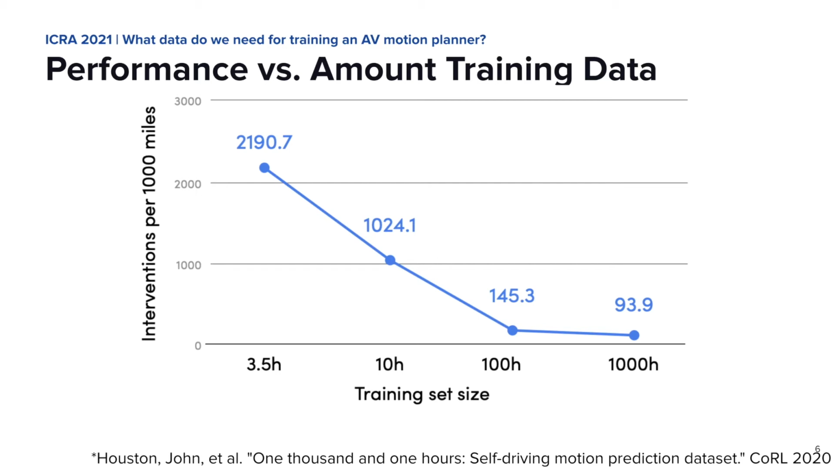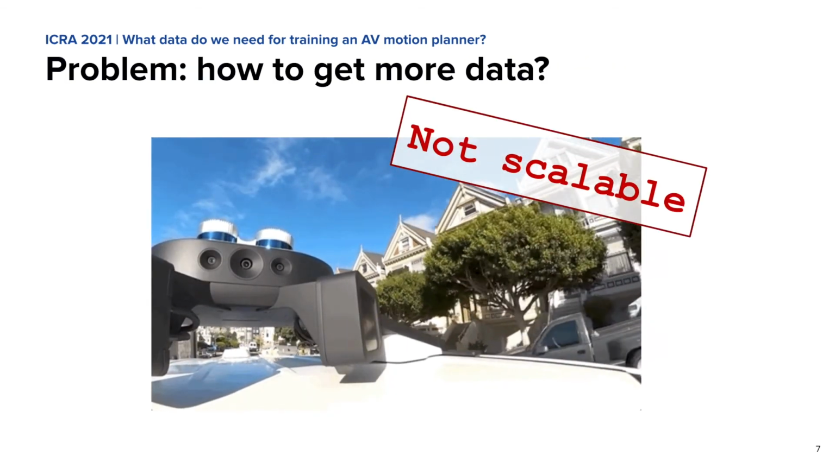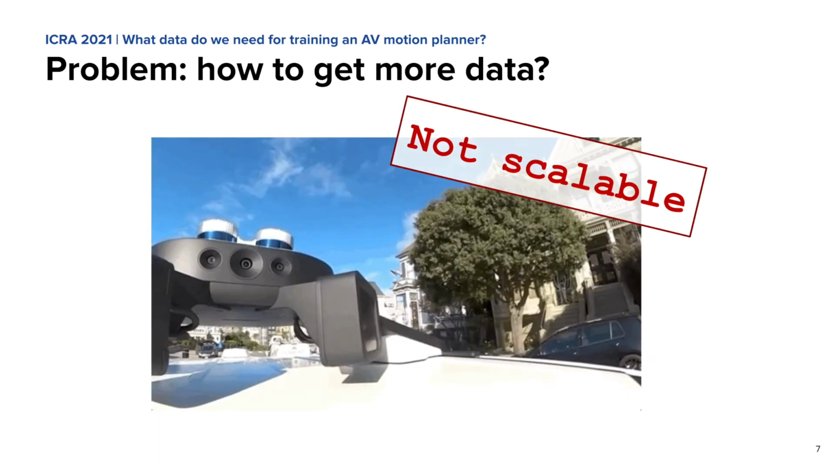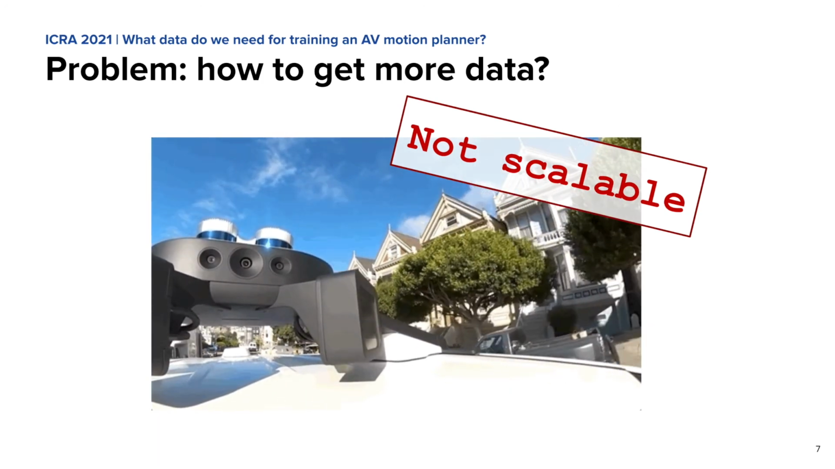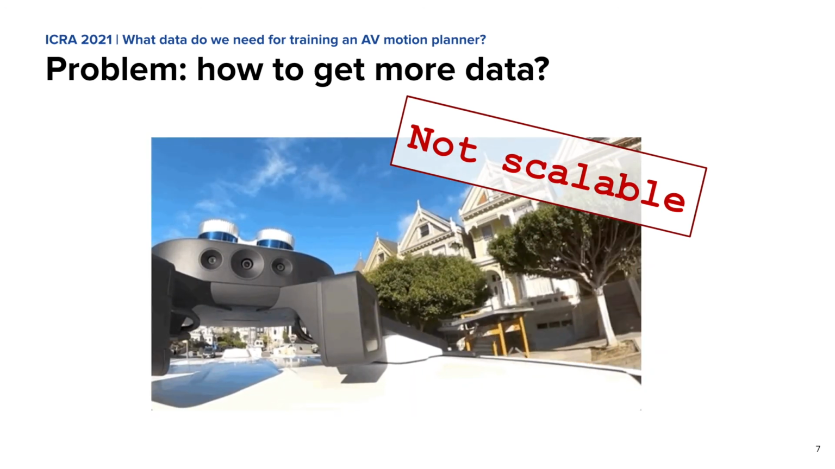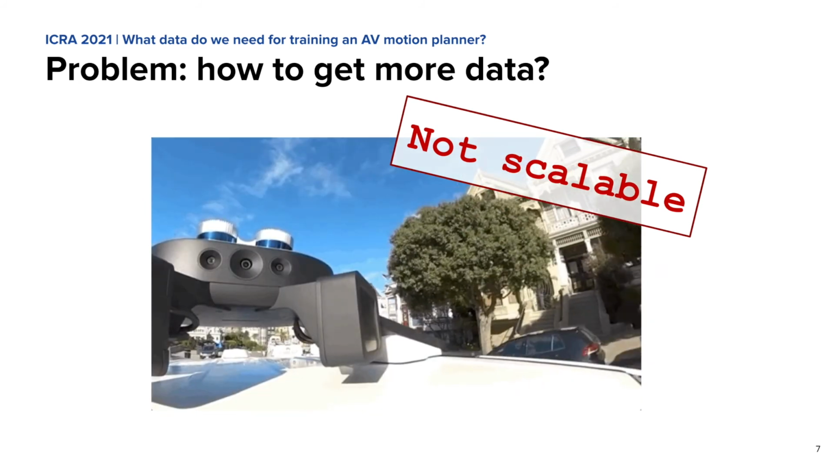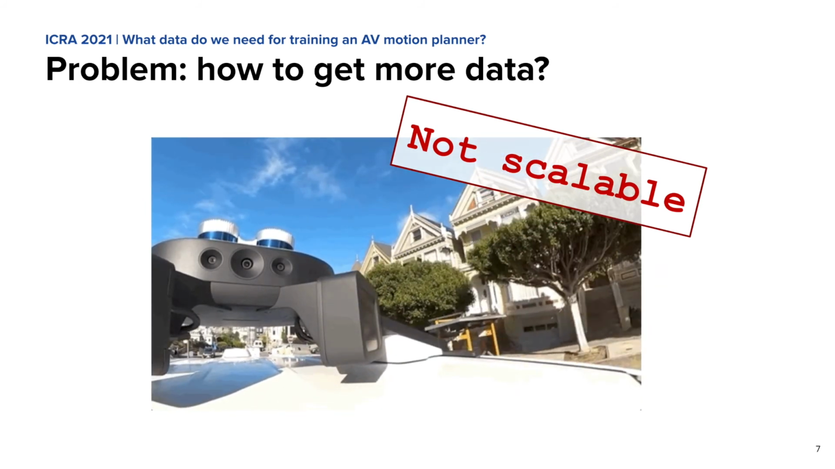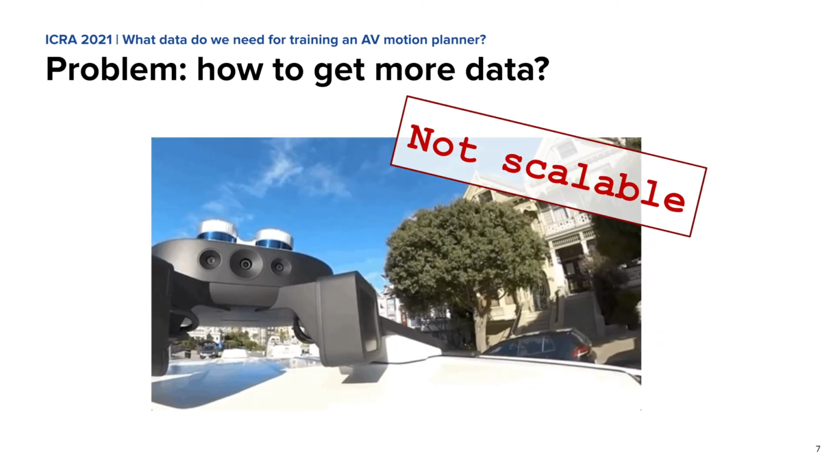So we need to get more data, but how do we collect it? The current way to collect data for training a machine learning planner usually requires using self-driving vehicles that contain all these expensive sensors to collect high-quality training data. But this method is not scalable, and this is the bottleneck limiting the machine learning planner performance from continuous improvement.